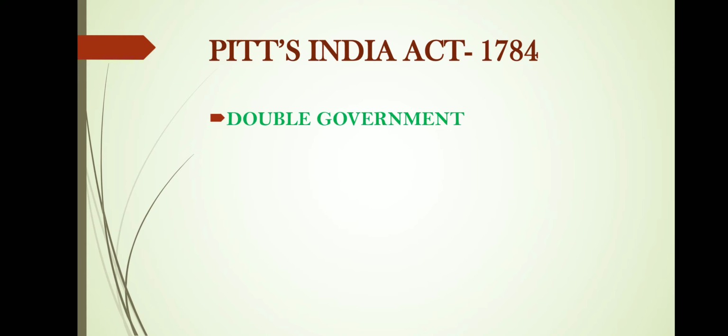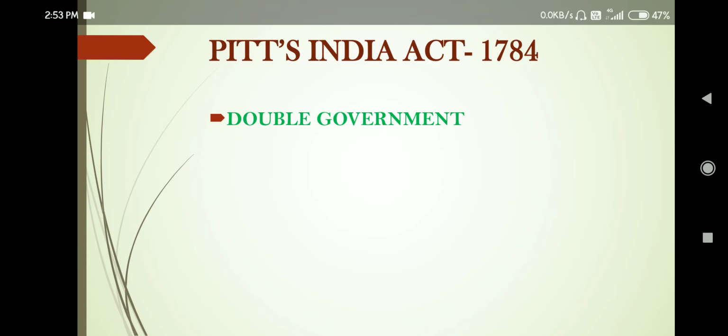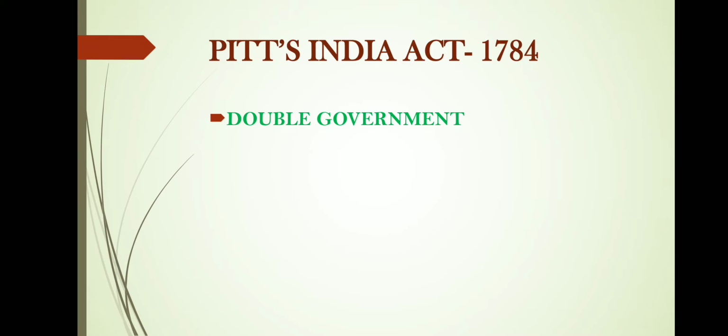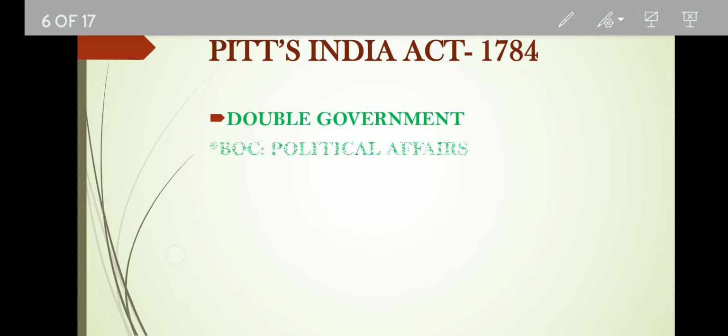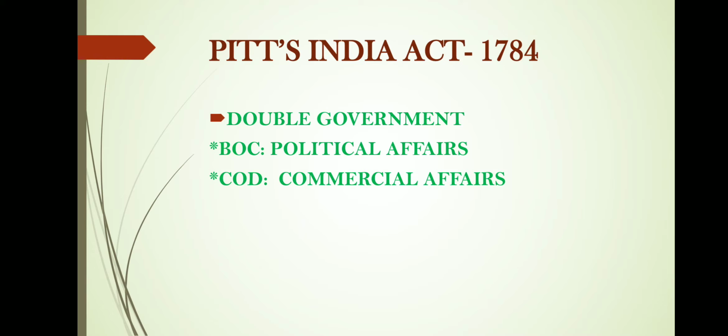So what are the points? Double government will be the main point in this. It allowed the court of directors to manage commercial affairs but created a new body called the board of controllers to manage political affairs. Thus it established a system of double government.